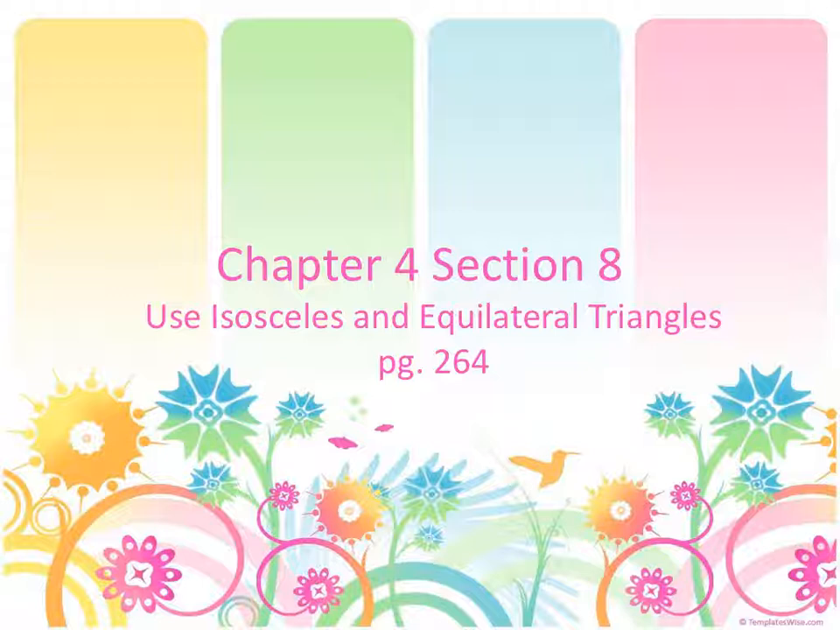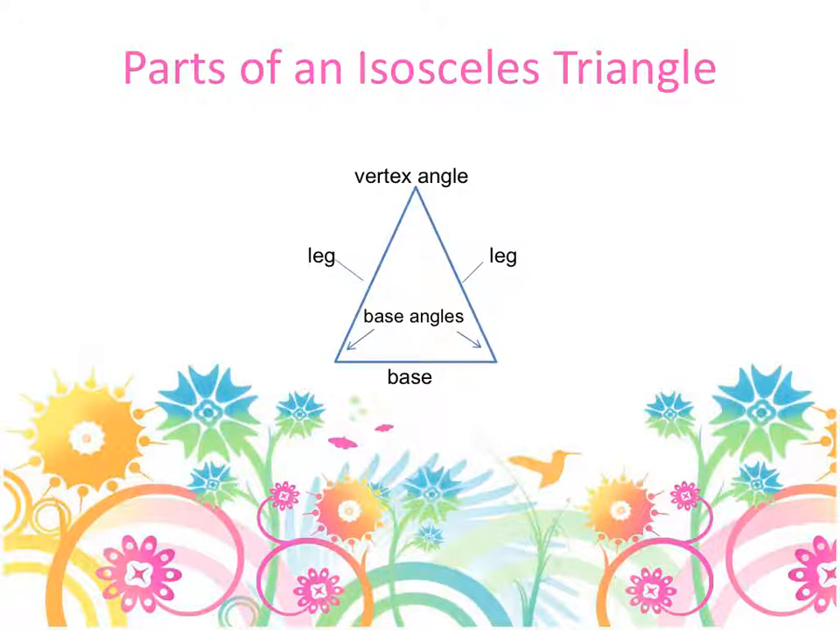Okay. So 4A is isosceles and equilateral triangles. A lot of this stuff you guys already know. We're just giving it official names. So we know an isosceles triangle has 2 congruent sides. The parts of these have names, right? So the 2 congruent sides are called legs. They're not always in this location. This could have rotated around, but they are the congruent sides.